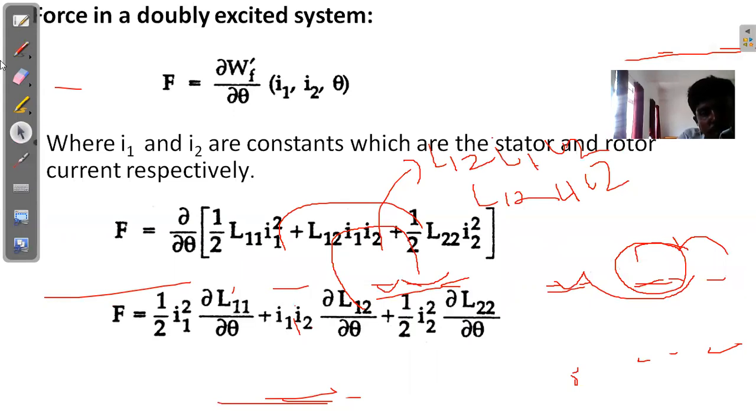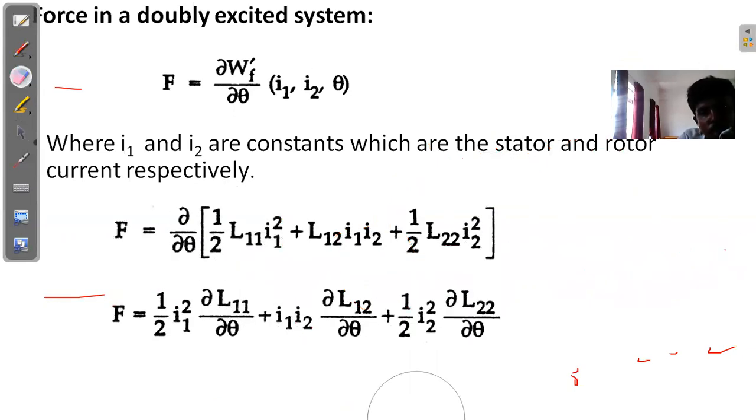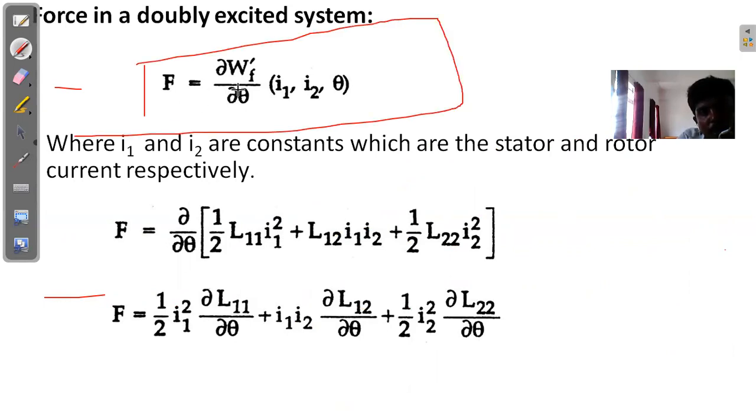So we need the force here. Force equals the formula dou W dash divided by dou theta, with I1, I2 and theta. Here I2 was a constant. It's nothing but the stator current and rotor current. We know this is the co-energy, which we already found, and we're going to substitute that parameter here.